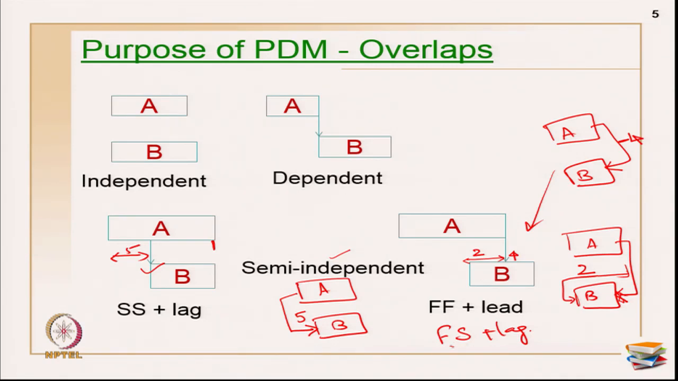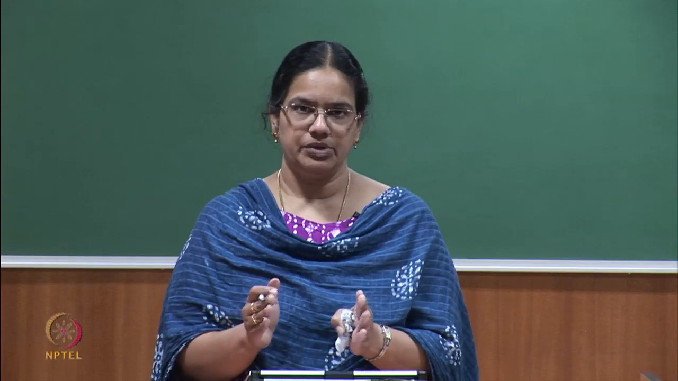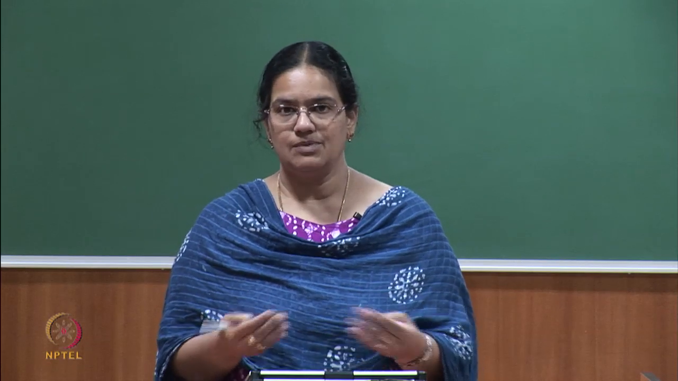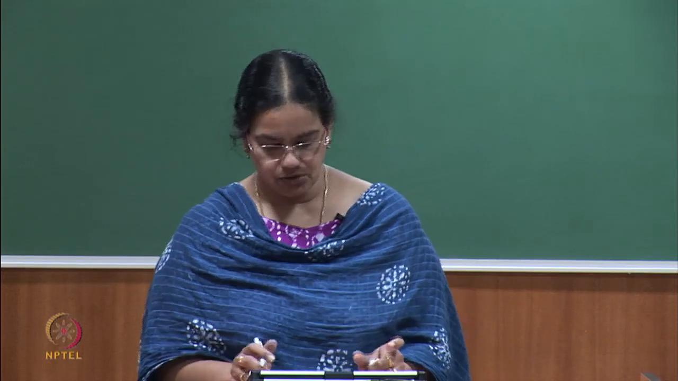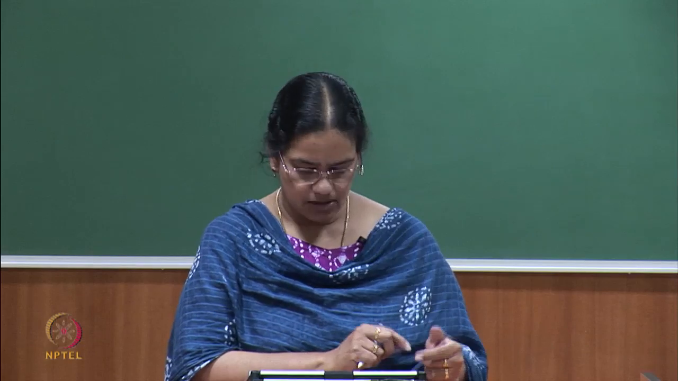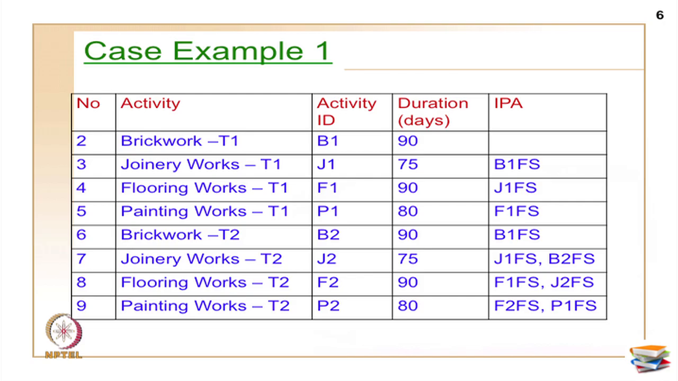So, either I can use finish start plus lag, or I can use finish plus lead. Both the cases are available here and both options are available. So, it is primarily based on what is the information or what is the relationship I am having between A and B, and what type of functionalities I can use. With the combination of the relationships, easily you can show overlaps in PDM. That is one of the main purposes of PDM networks.